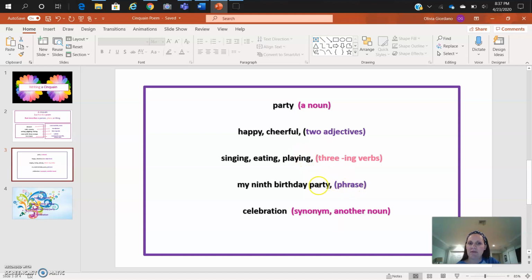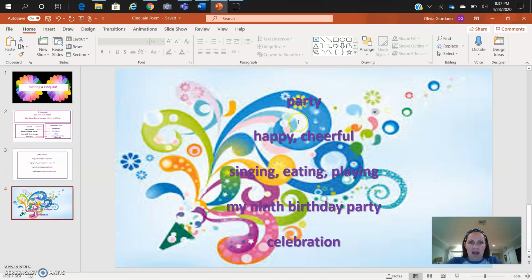And then a phrase, if it is your 9th birthday, you would write my 9th birthday party. And then a synonym, which is going to go with the word at the very top that you picked, your title. So instead of party, you would write down celebration, which is another noun, and it's a synonym. Okay, so then you would go ahead and then you would write out your poem.